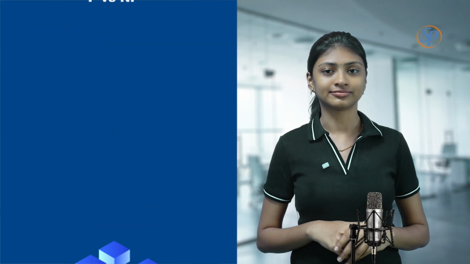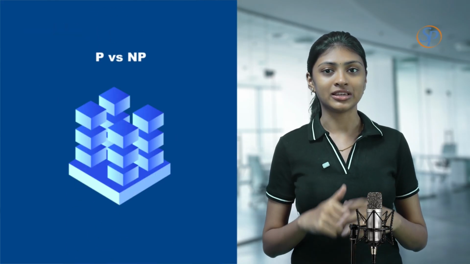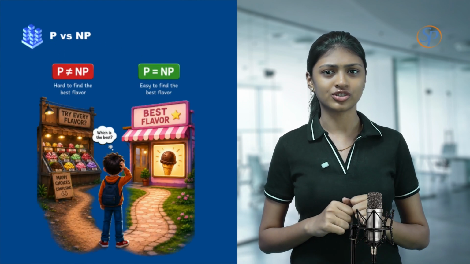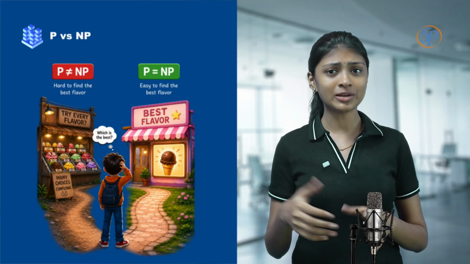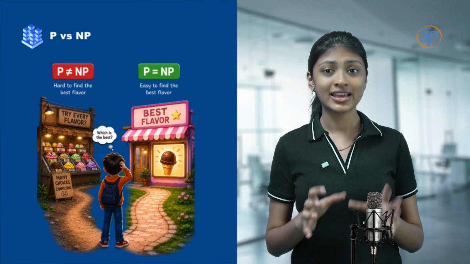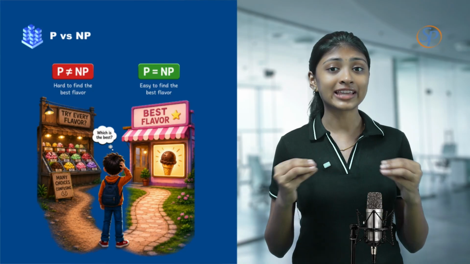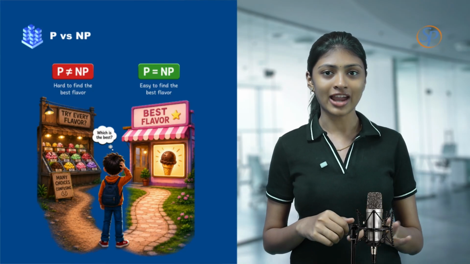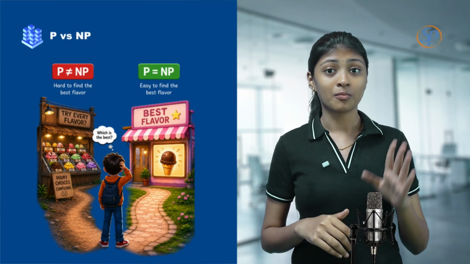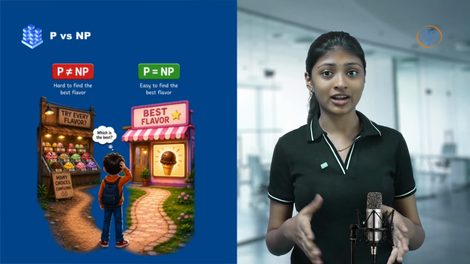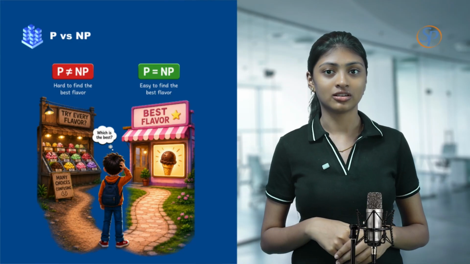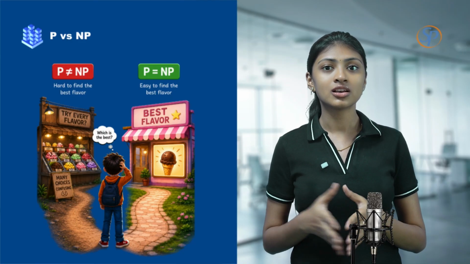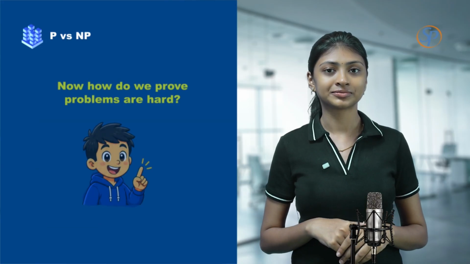Now the big question. P versus NP. The $1 million question. Now here is the main question. Is P equal to NP? Which means, can every problem that can be verified quickly also be solved quickly? Right now, we don't know the answer. But most experts believe that P is not equal to NP. Because if P equals NP, many hard problems suddenly become easy.